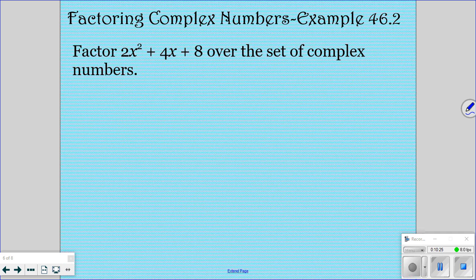Okay, so now we're going to factor over the set of complex numbers. So we're basically going to be going backwards. And it says factor over the set of complex numbers. That means that when we go to factor this, we are going to have to use the quadratic equation.